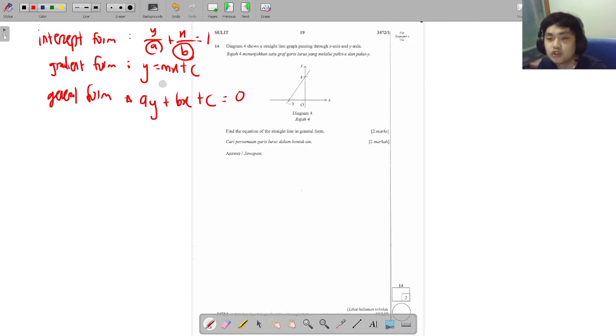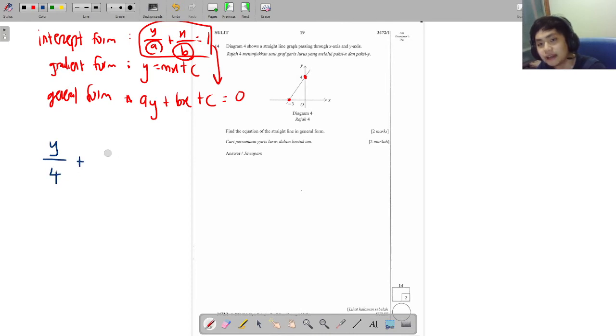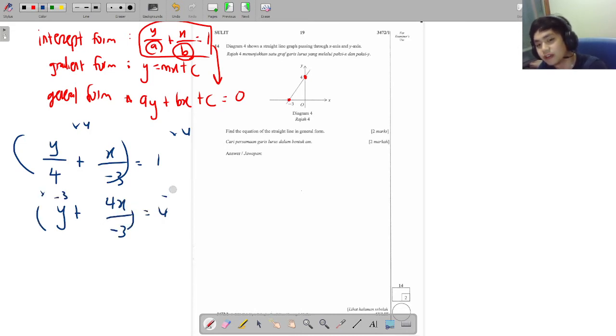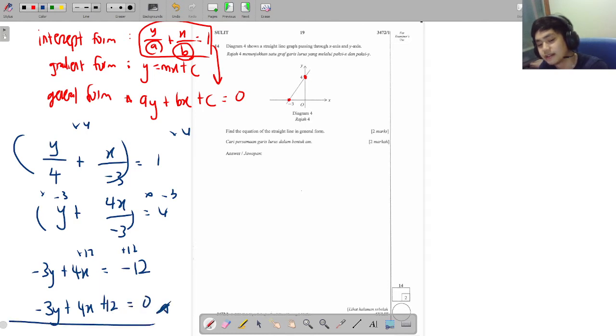Since they gave us intercepts here, it's easier to work with the intercept form and then change it to general form in this case. So we have y over 4, since the y-intercept is 4, plus x over -3, since the x-intercept is -3, equals 1. I'm going to multiply everything by 4, so it'll be y plus 4x over -3 equals 4. Then multiply everything by -3, so it's -3y plus 4x equals -12. Put everything on the left side, adding 12 on both sides, so plus 12 equals 0, and this is the general form.